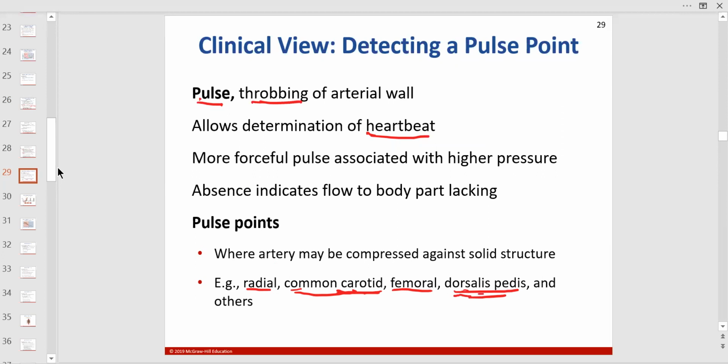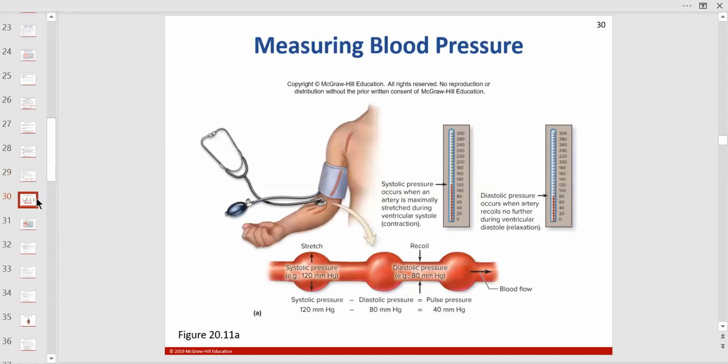So if it's missing, somebody can have very bradycardia or very low pulse pressure, and you might not feel it so much. It could be normal for that person, but most of the time you should feel that dorsalis pedis pulse at the same rate and the same quality as the common carotid. With your fingers, don't forget, don't use your thumb.